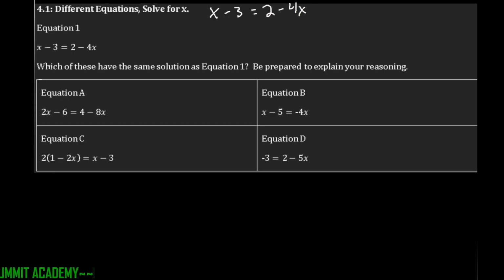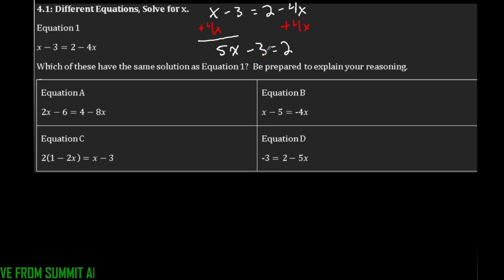And so what I can do is add the opposite to both sides, so that way I can get rid of some of these terms. Since I have variables on both sides, I need to get all my variables to one side. So I'm going to add the opposite to the lower coefficient. I'm going to add 4x to both sides. So now I have 5x minus 3 equals 2.